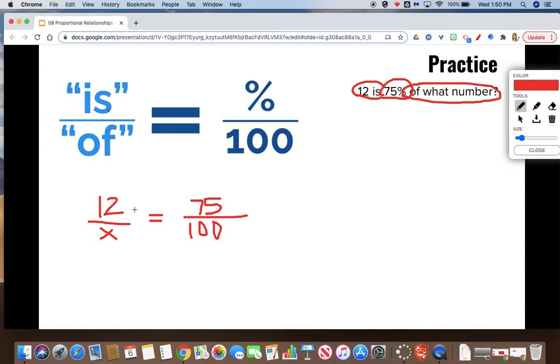Now I solve using cross products. 12 times 100 equals 75 times x, which is the same thing as 75x. I know 12 times 100 is 1200. So now I need to divide both sides by 75 to figure out what x equals.